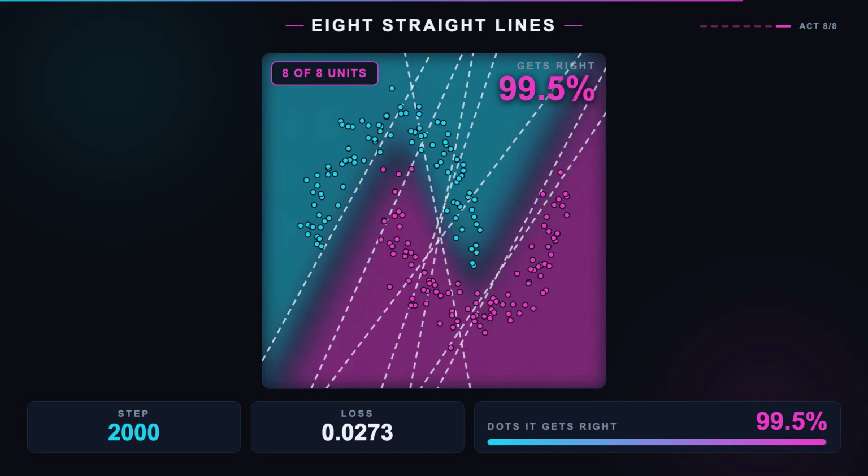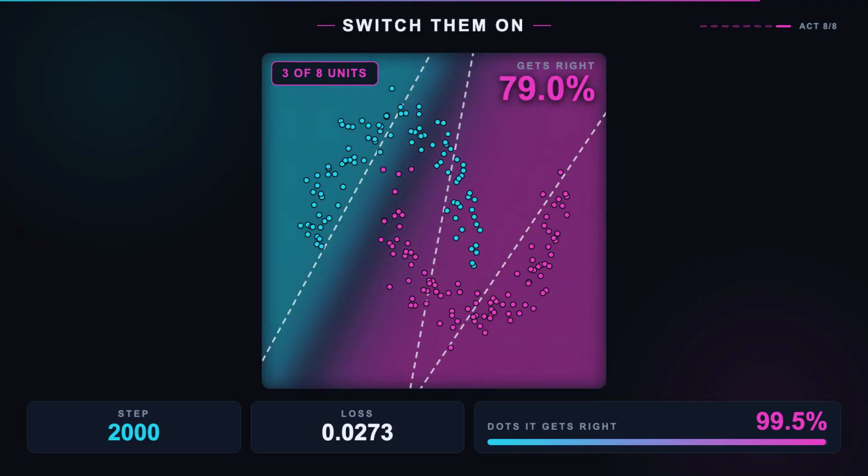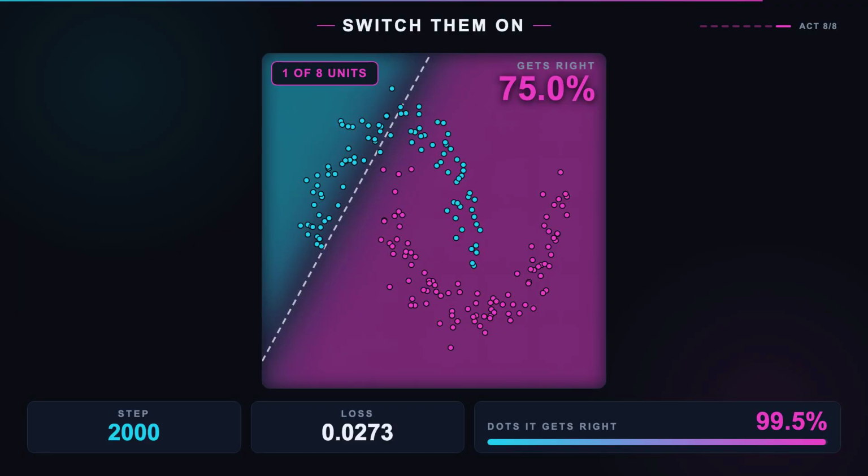A neuron is a line. We proved that last time. So how do 8 lines make a curve? Here they are. The 8 hidden units, drawn as what they actually are. 8 straight lines, each one cutting the space at its own angle. And each one has a weight saying how much it counts toward the final answer. Watch what happens as we switch them on one at a time.